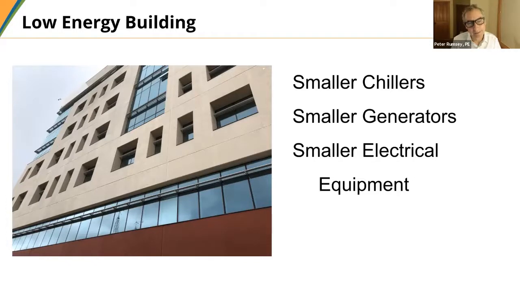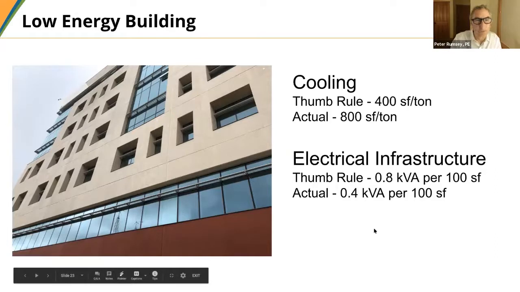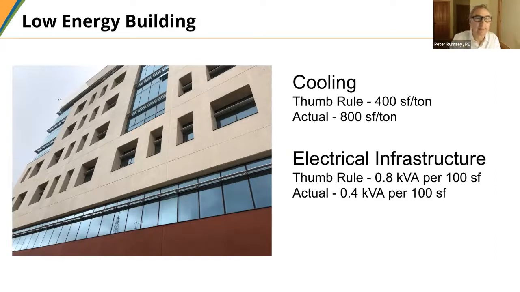Very interesting, right? For this building, the thumb rule would say 400 square feet per ton, the actual was 800 square feet per ton. That means half as much cooling. And the electrical thumb rule is 0.8 kVA per 100 square feet, and their actual was 0.4. So half as much electrical. This is phenomenally important in getting the price of the building to be more affordable, and a high performance, low energy building.